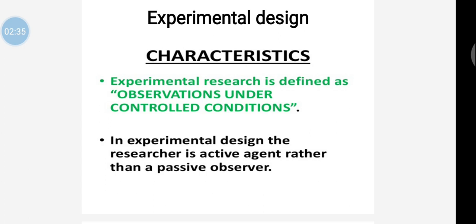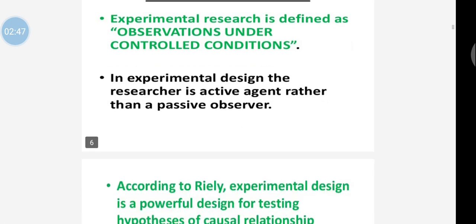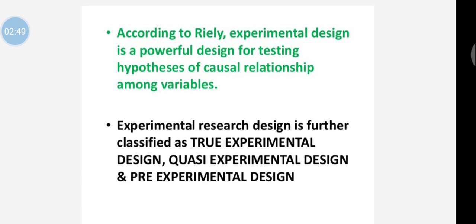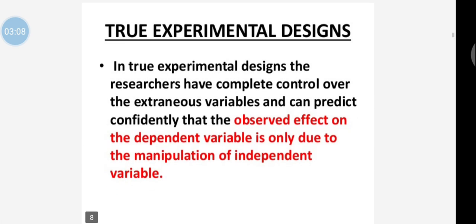Characteristics of experimental design. Experimental research is defined as observations under controlled conditions. In experimental design, the researcher is an active agent rather than a passive observer. According to Rayleigh, experimental design is a powerful design for testing hypotheses of causal relationship among variables. Experimental research design is further classified as true experimental design, quasi-experimental design, and pre-experimental design.